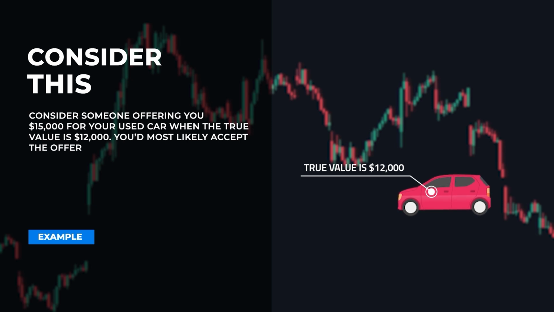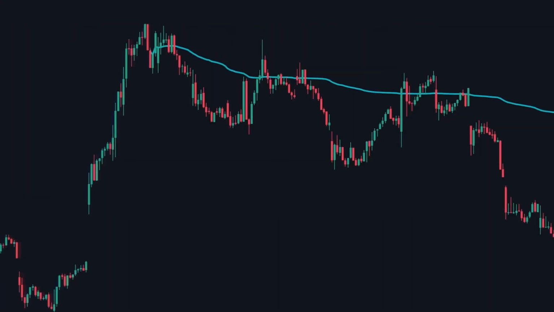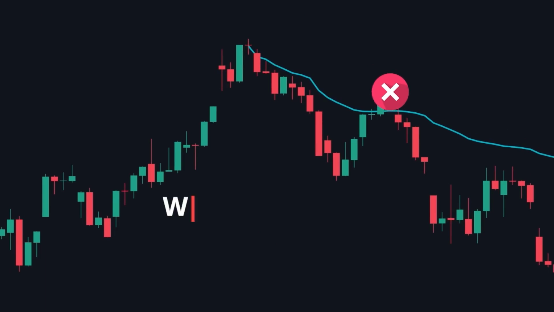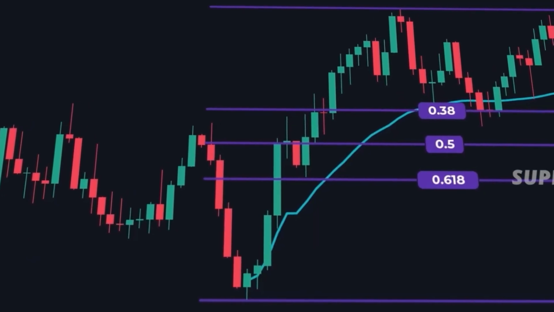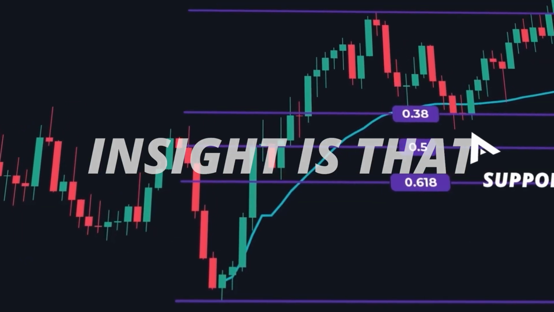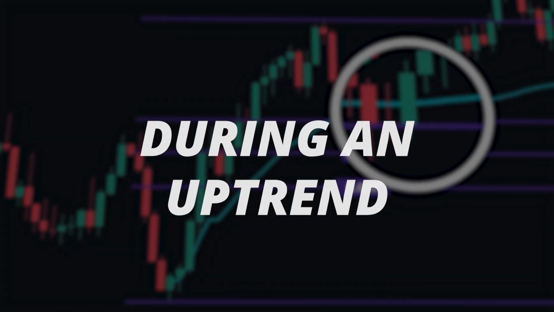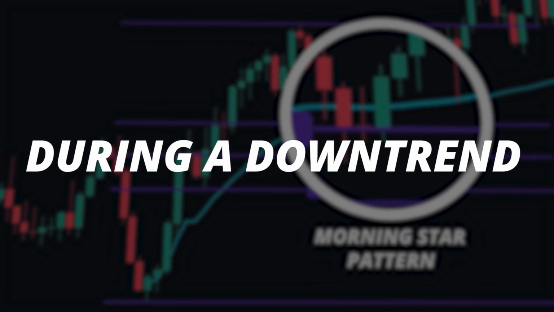You'd most likely accept the offer, and similarly, sellers seize opportunities above the VWAP, resulting in large sell orders and negative movements. However, it is essential to remember that we do not enter trades based just on price retracement to the Anchored VWAP. We also seek more confirmations, which we shall discuss in the strategy section. The essential insight is that the Anchored VWAP serves as support during an uptrend and resistance during a downtrend.